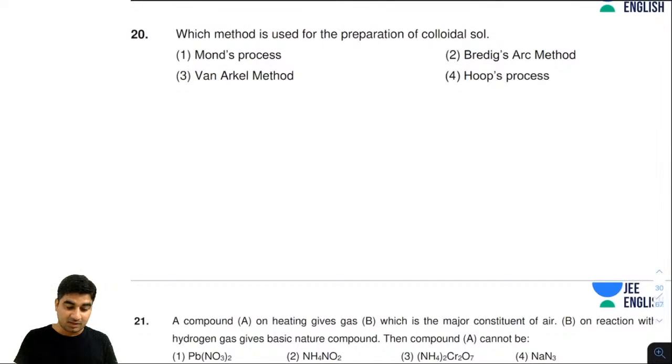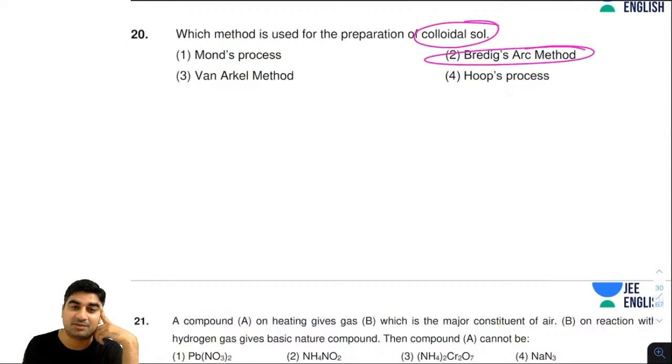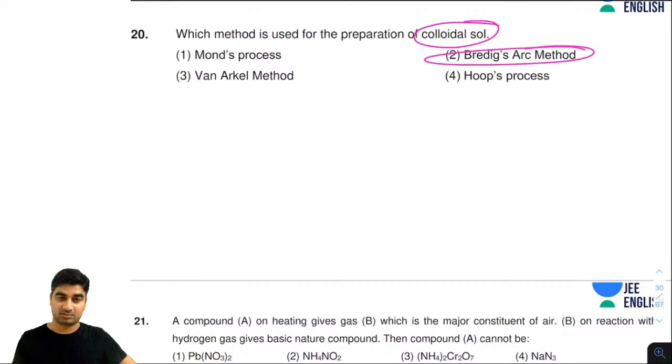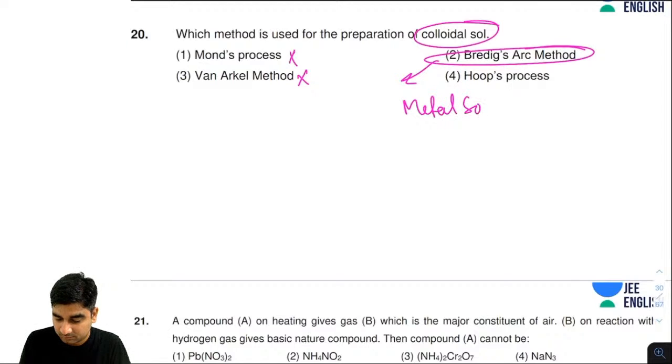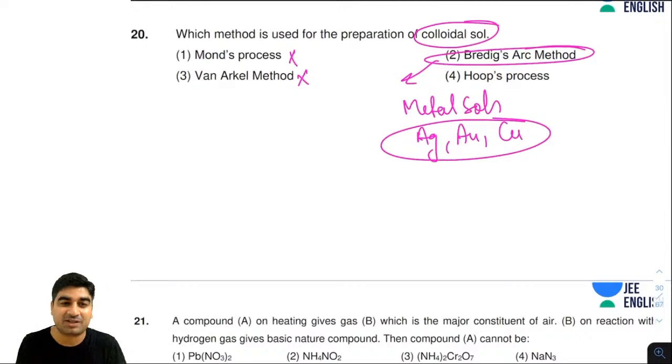Now I am moving. Which method is used for preparation of colloidal sol? Guys, the third problem from surface chemistry in a single paper out of 25 problems. So you know Bredig's arc method, and you should have an idea about when you are using Bredig's arc method, for which type of colloidal sol you can use this. Hi Anandita. No, it's not the Mond process, not Van Arkel, it is Bredig's arc method. And this method is used to prepare metal sols like Ag, Au, Cu.